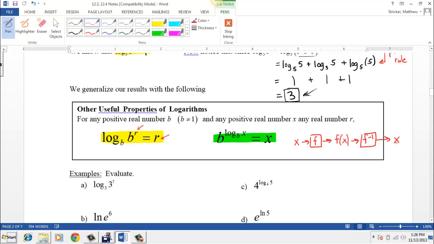Well, here it's like r is being put into b to the x, which makes it b to the r. But if I put b to the r back into the inverse function, log base b of x, I get back r.